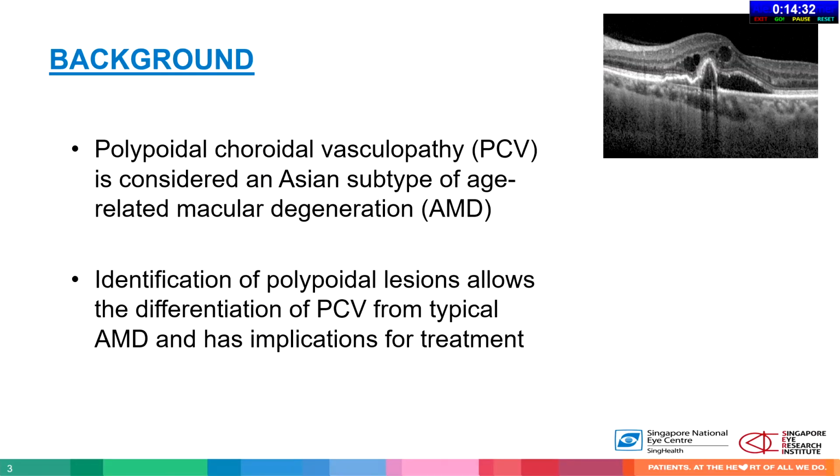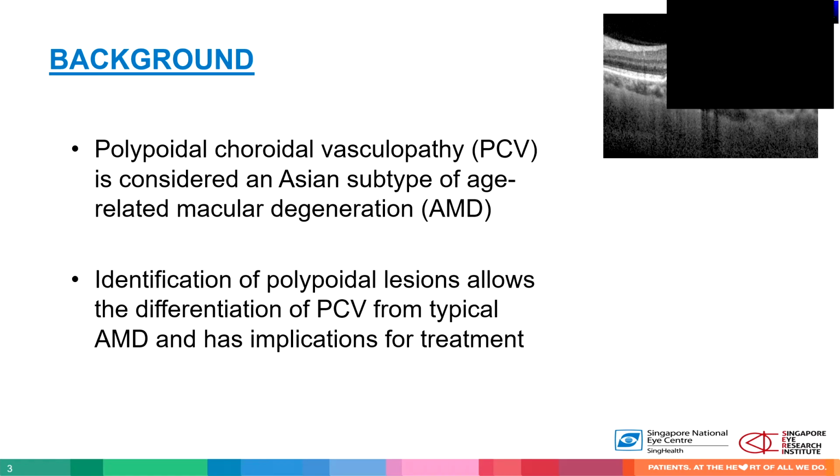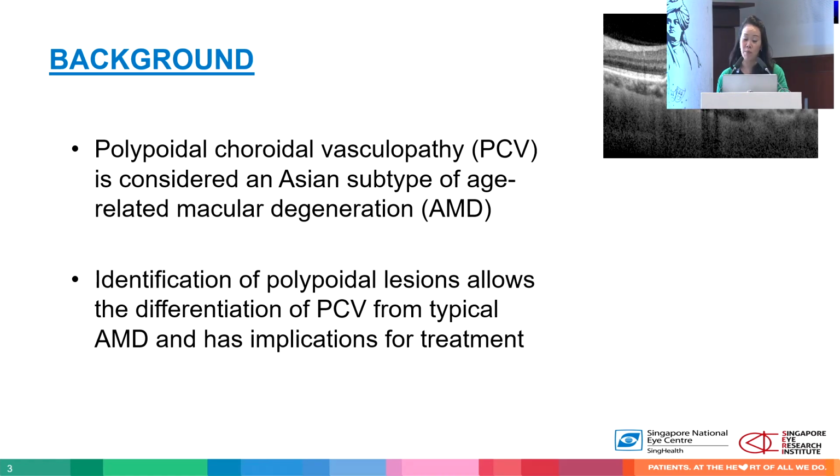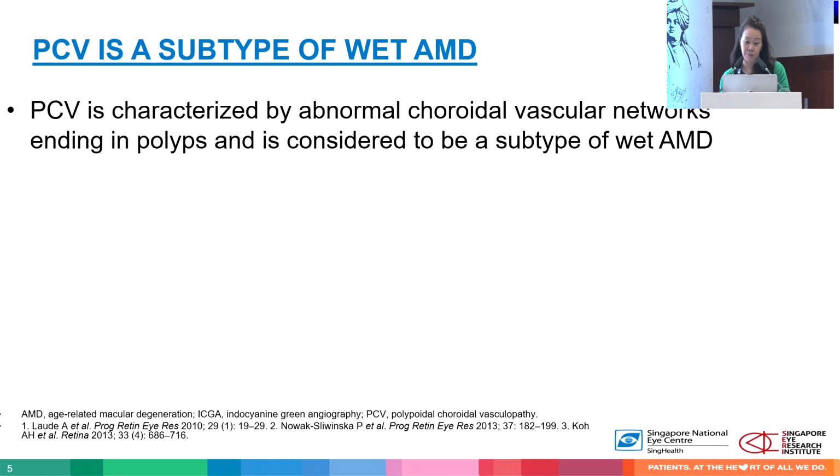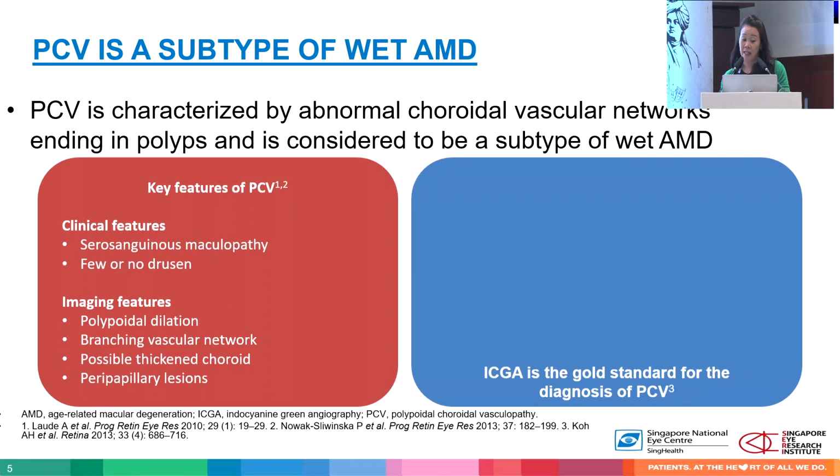Everybody knows that PCV is an Asian subtype of AMD. The identification of PCV lesion allows the differentiation of PCV from typical AMD and has implications for treatment because, of course, with PCV, you may need second-line therapy like PDT or focal laser. PCV affects people in all ethnicities, but is more prevalent in Asians, and up to even 55% of Asians have PCV. It is a subtype of wet AMD, and you can see that it's characterized by abnormal choroidal vascular networks ending in polyps.